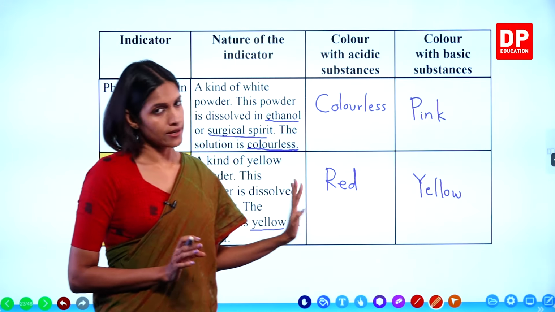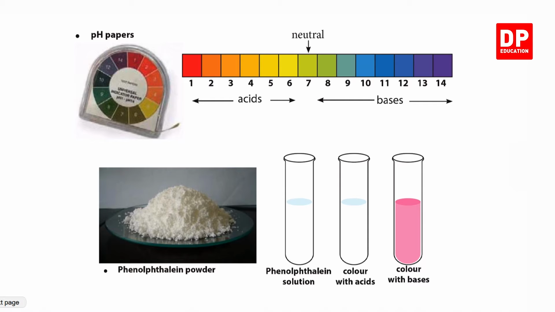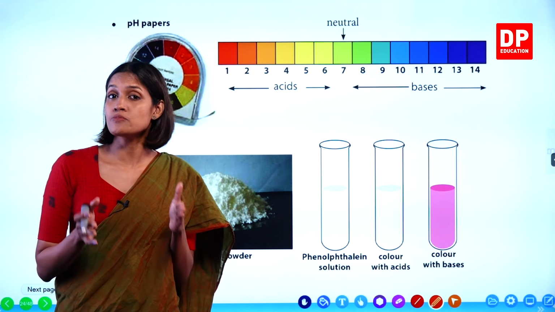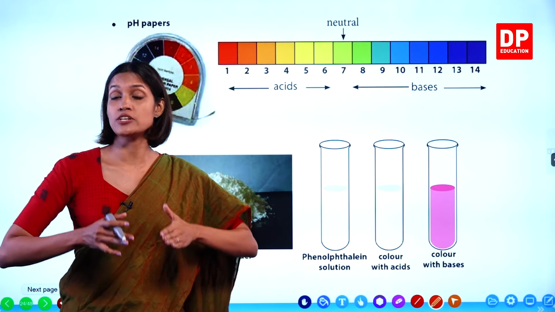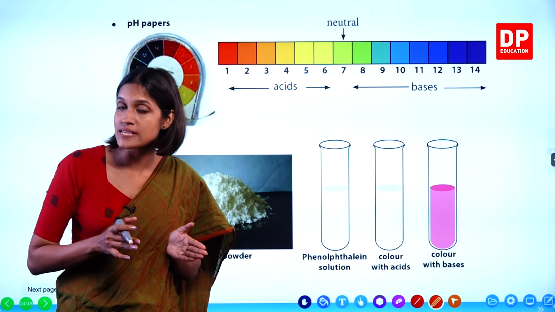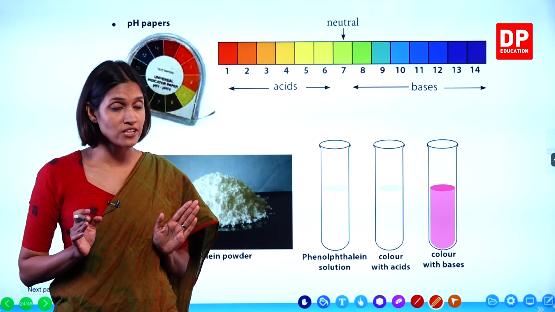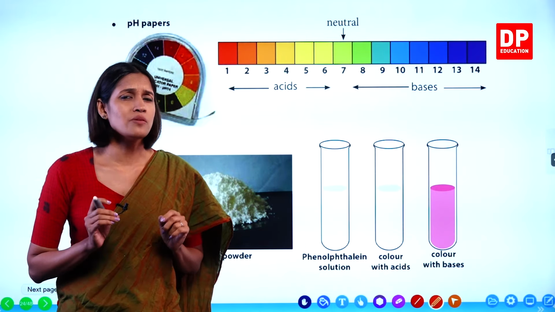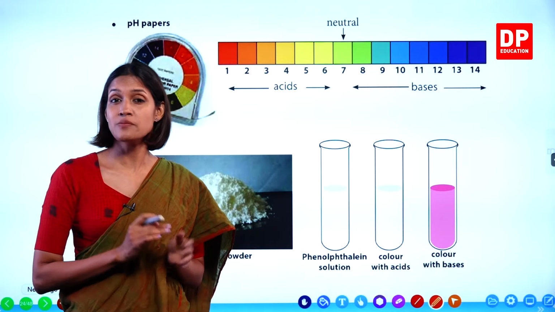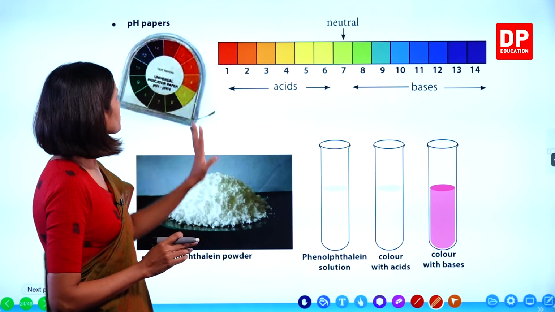Okay, right. So look at this picture. Now pH papers. Do you remember I told you using pH papers we can identify not only acids and bases, but when it comes to acids we can identify what are the strong acids, what are the weak acids, and what are the strong bases and what are the weak bases as well. Okay, and at the same time I told you that there's a color code in order to identify these acids and bases. Okay, so look at this one.